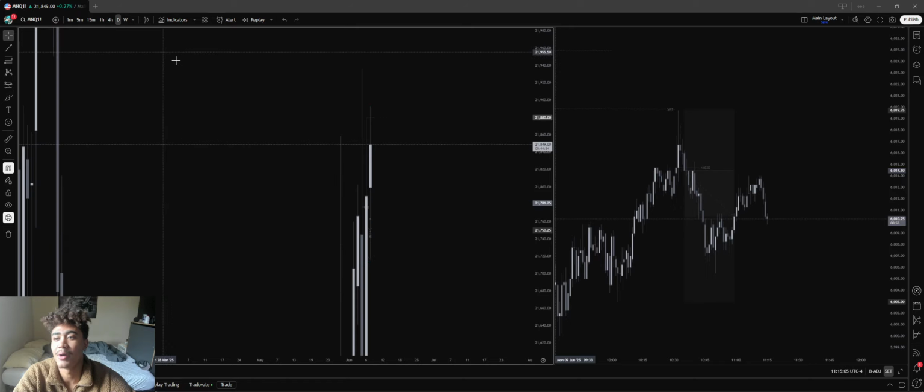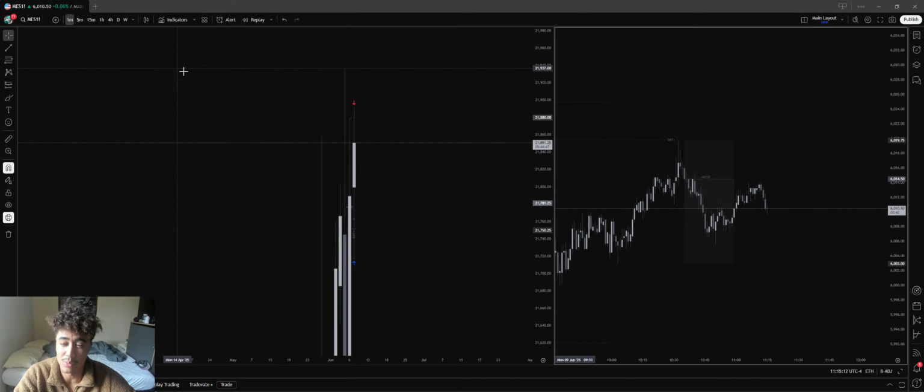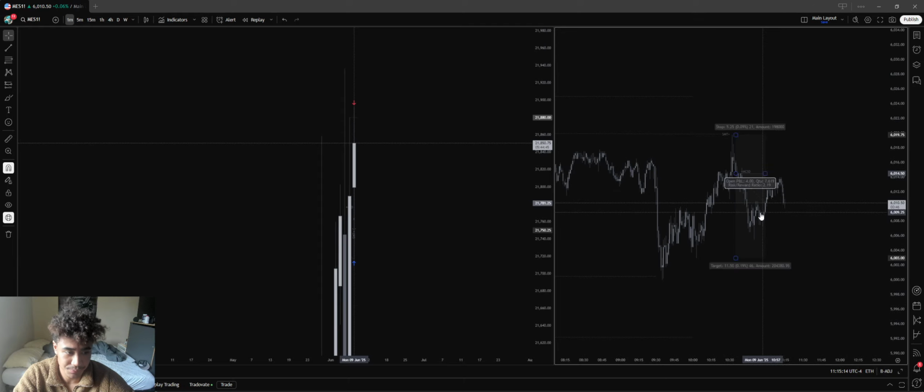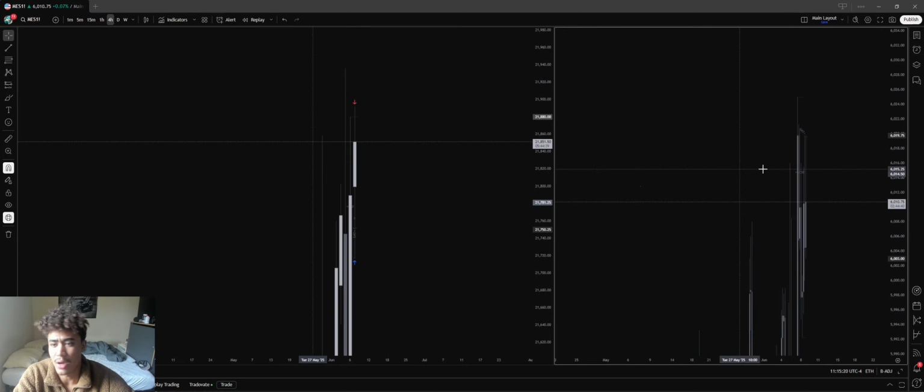But let's talk about bias, because today I was really adamant on longs. I wanted to see price action continue to the upside. Currently, I want to see price action reverse and continue to the downside. We'll go into that in a minute. But starting off on the higher time frames.